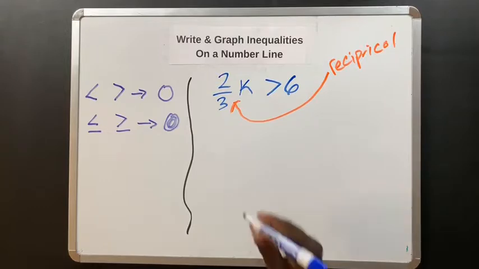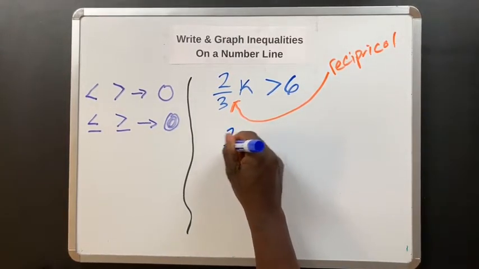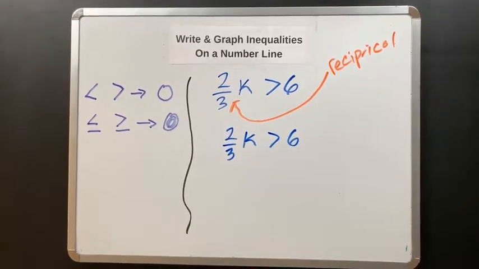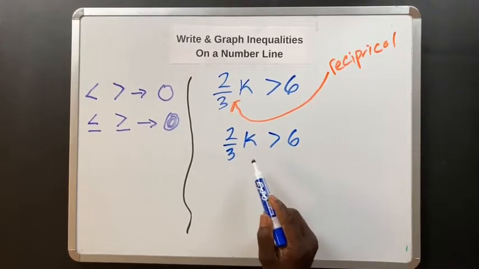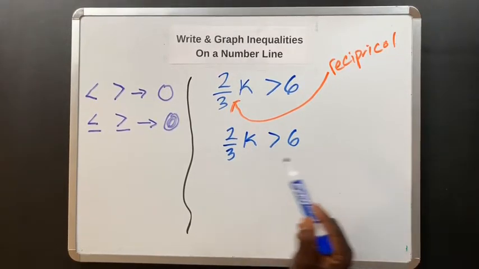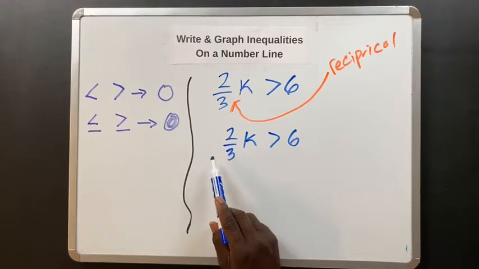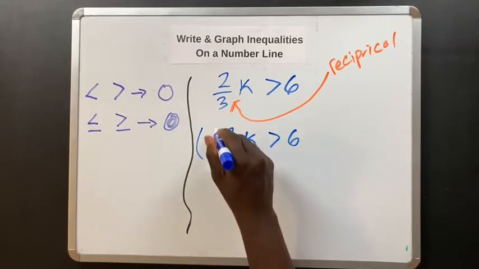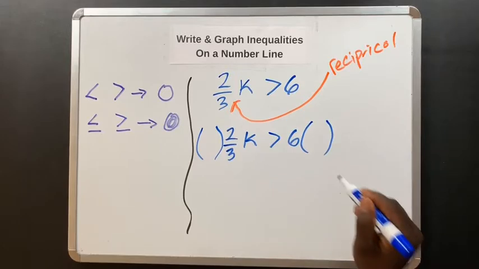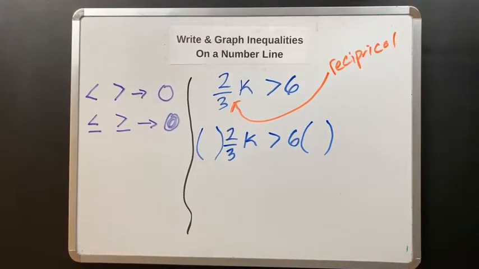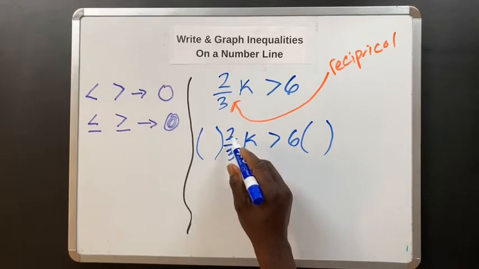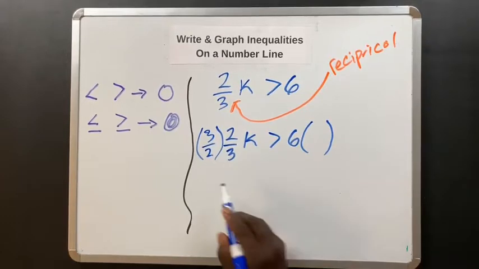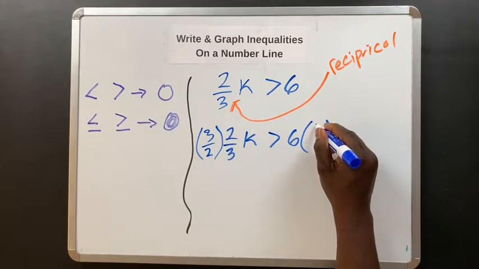So I'm going to copy this again, bring this down. 2 over 3 times k is greater than 6. What is the reciprocal of 2/3? Because look, I'm trying to get k by itself. So what can I do to get rid of 2/3? Well, I can multiply both sides of this inequality by the reciprocal of the coefficient. Reciprocal means to flip. So what's the reciprocal of 2/3? 3 over 2. And if I multiply that side by 3 over 2, I've got to multiply this side by 3 over 2.